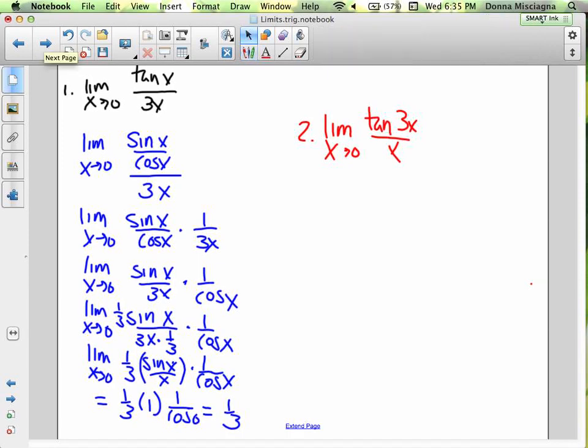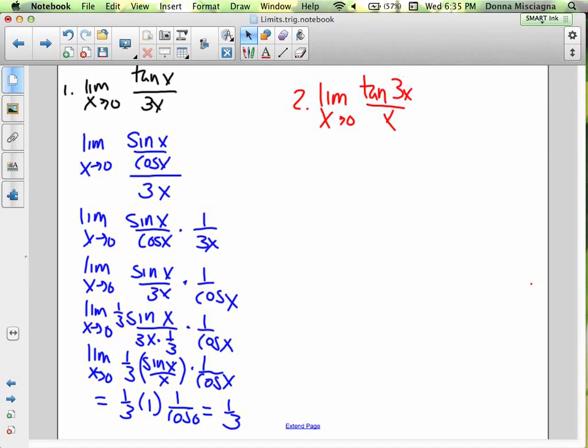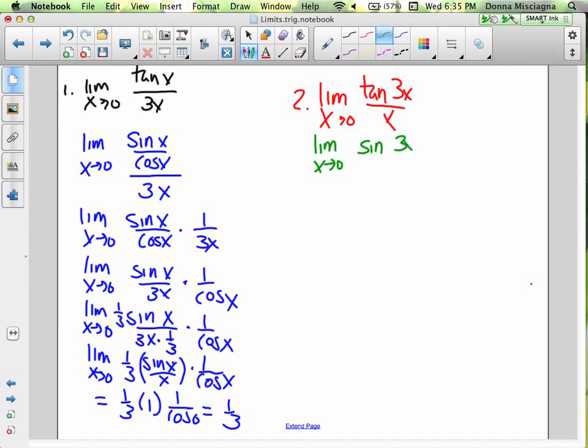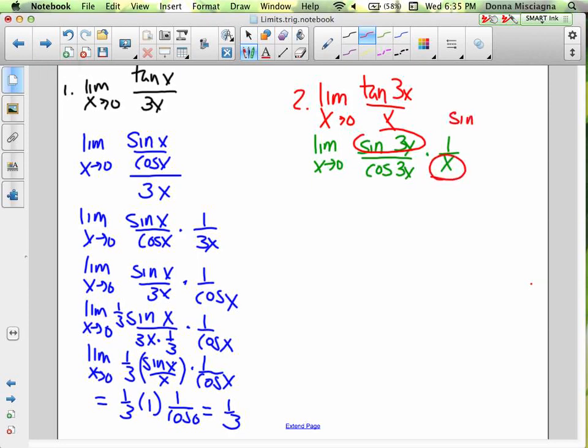Let's look at this one over here. I'm already going to just move it up. Very, very similar. All right, so now we have the limit as x goes to 0 of sine 3x over cosine 3x. Let's save a step. Instead of writing it as divided by 3x in the bottom there, let's just make that times 1 over x. We know that's what it's going to look like. So let's save ourselves one step. All right, so now we're going to split. These have to go together, this and this, right? So we can use the sine rule.